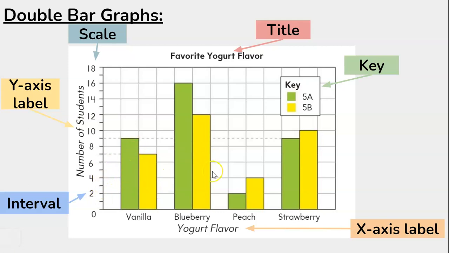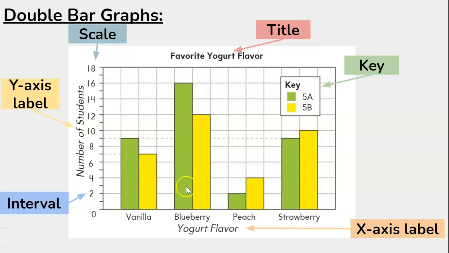So, for example, if I said, how many students in class 5A like vanilla the most, you would come to your x-axis label and go to vanilla, and you would know that green is 5A. Then you would come over to the green bar, take it all the way to the top, and see what it says. If I go over to my y-axis, it is right between the 8 and the 10. So it means 9 students.